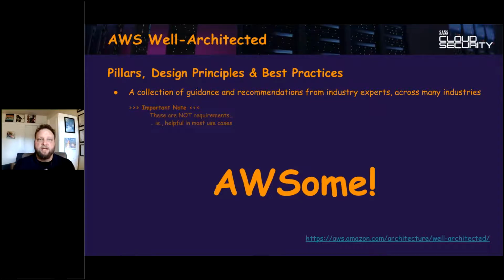Also, I think it's important to remember that these are not requirements. I often hear people say, best practices, we have to do this. Well, we don't have to. Again, remember, these are a collection of recommendations from industry experts across many industries, so they can provide guidance across most use cases. I love them, they're great, and they reinforce best practices, but they're not one size fits all. It's our responsibility to understand the framework and the best practices, and use them as a guide to navigate our specific use cases.